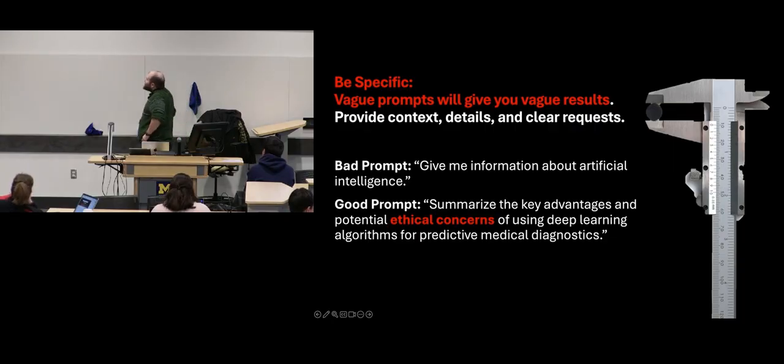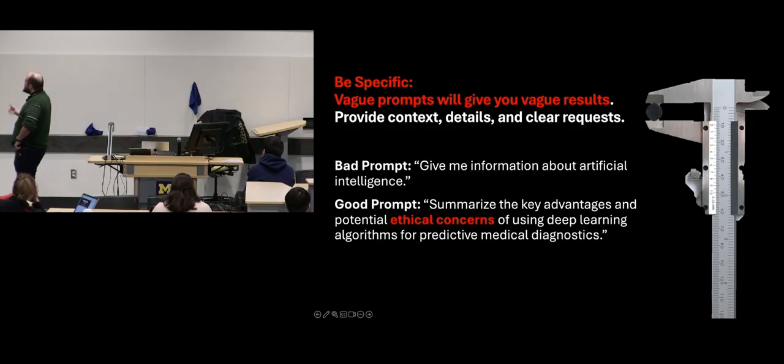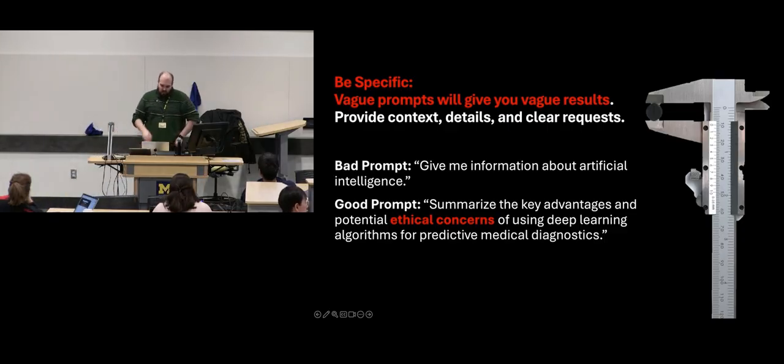If you give it a vague prompt, you will get a vague result. When I ask it to tell me about climate change, it doesn't give me a very specific response because I didn't even tell it that I was looking for a research question. It doesn't know that I'm an academic trying to develop some sort of research question. I'm just saying, tell me about climate change. So a bad prompt would be, give me information about artificial intelligence, and then a good prompt would be more specific. Maybe I want the key advantages and potential ethical concerns for using deep learning for medical diagnostics, right? So the more specific you are, the more you can set that string of tokens to give you the thing that it wants.